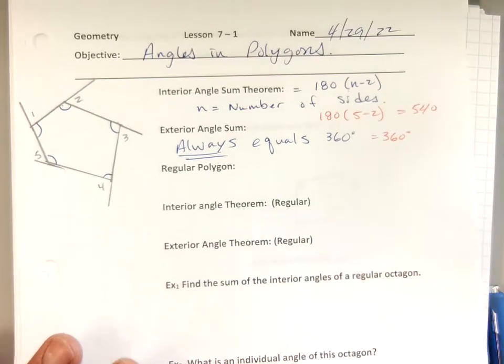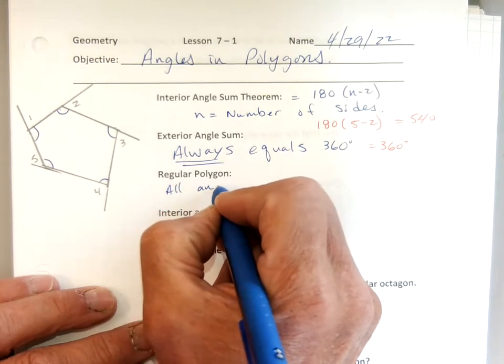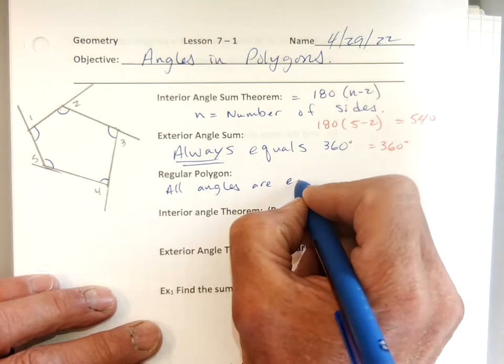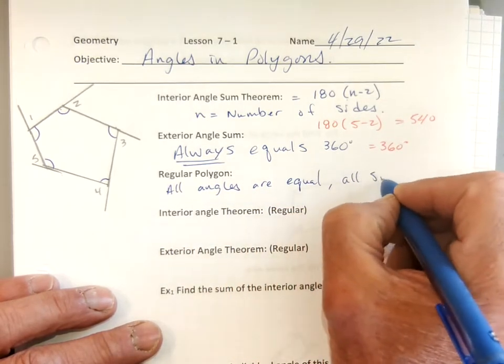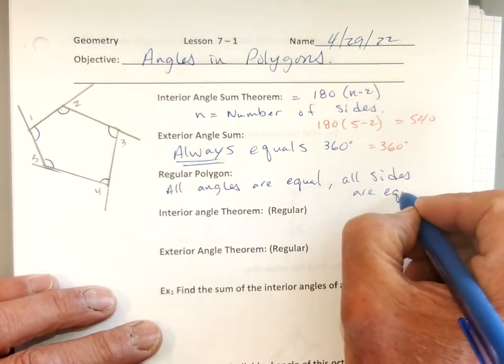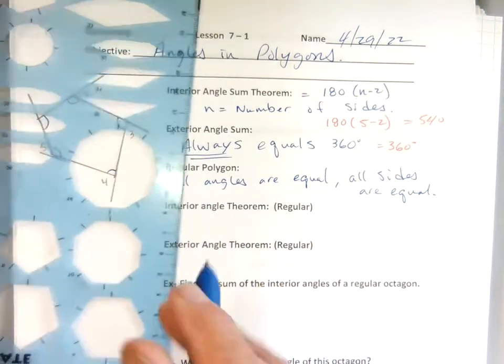Now, a regular polygon, we talked about that, is where all angles are equal and all sides are equal. And if it's regular, then we can do some things with it, okay? So let me go ahead and draw you a picture of a regular one. I've got a whole bunch of these. Okay, here we go. Let me draw a regular hexagon.